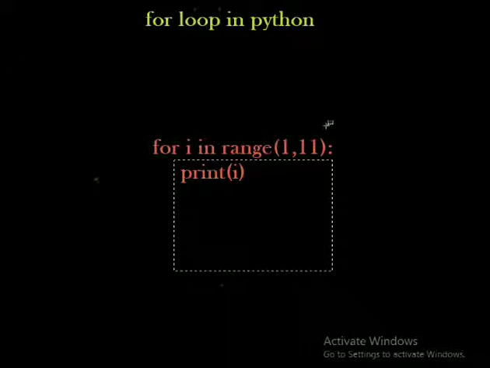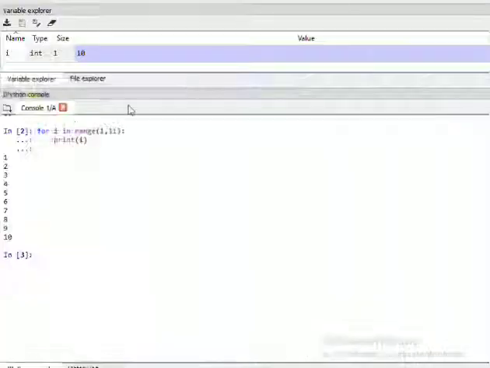It means 11 is not included here. The ending index will not be included. I have shown you right here 1 and 11. It is giving you output from 1 to 10 but not 11.